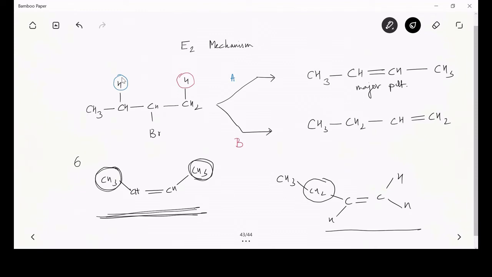If you compare it with this alkene, you can easily see that there is no possibility of so many hyperconjugative structures, because here only one CH3, meaning one alkyl substituent, is there. So of course, in case A, the number of hyperconjugative structures will be more. That's why it will be more stable. Now let us think about the mechanism of this reaction again.